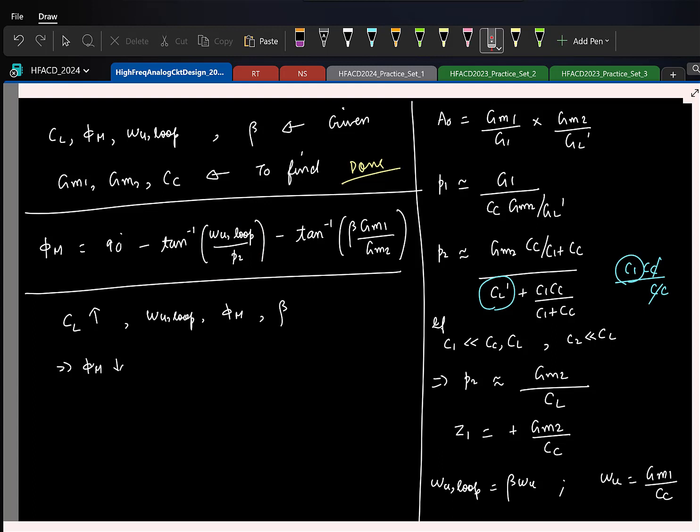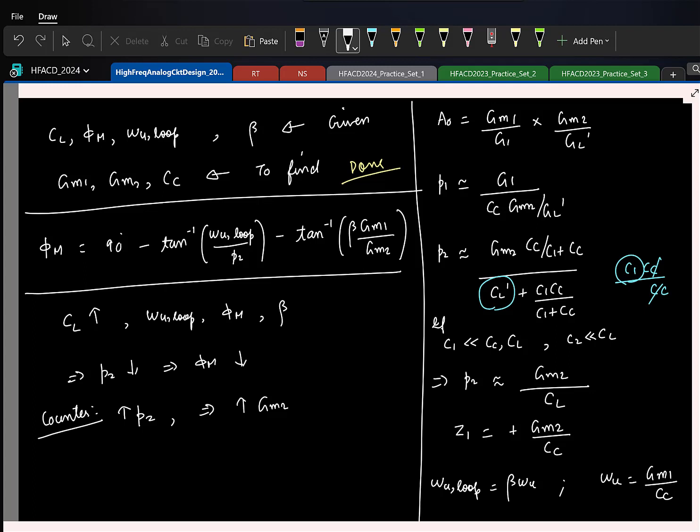right? So which means somehow I have to, I'll write it clearly. If CL increases, the second pole reduces, which means phase margin also reduces. So the countermeasure that you can do is somehow increase P2. And how can you increase P2? P2 is GM2 by CL. So I have to only increase GM2. Is that okay?